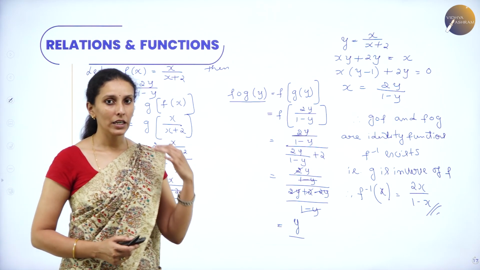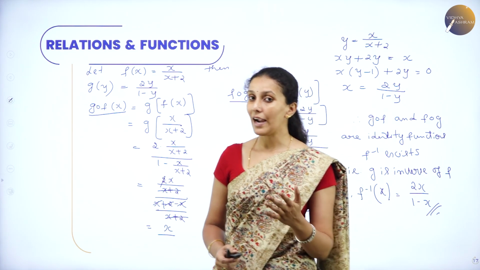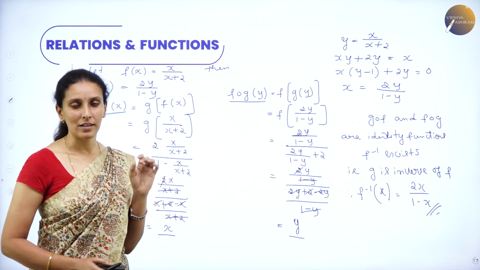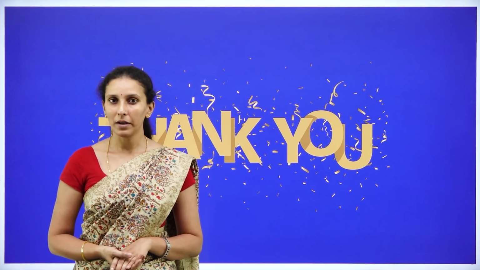Thus, to verify the inverse of a given function, just show that g naught f and f naught g are identity functions. Then write g in the form of x. That itself is the inverse of the given function. So as I said, the concept of invertible functions is very important, which is asked for 5 marks in your examination.